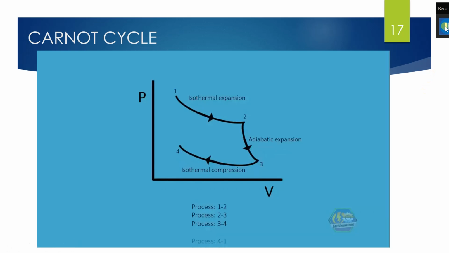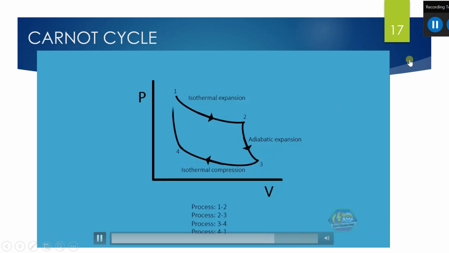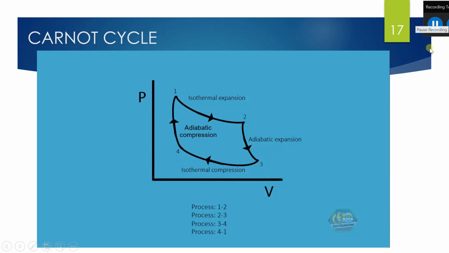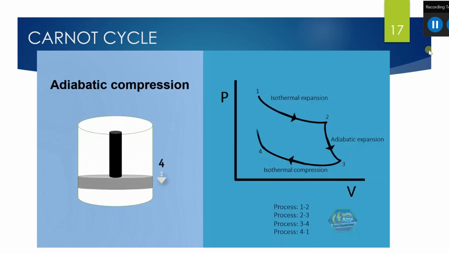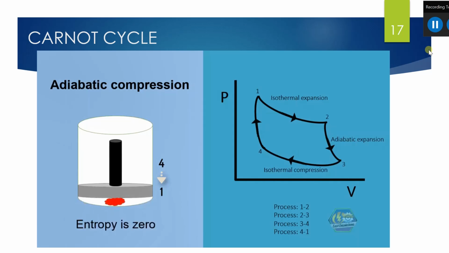And finally, the last process. The last process is called the adiabatic compression. Since it's adiabatic, all change in temperature is contained within a system, and our entropy is zero. Also, since this is compression, it means our volume decreases while our pressure increases. So that's it. That makes it a cycle.